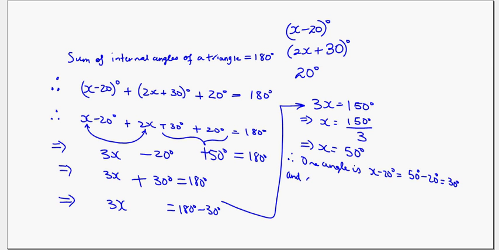Then another angle, 2x plus 30 degrees. All right? And that will be equal to 2 multiplied by 50, which is 100, plus 30 degrees, which is 130 degrees. Okay? 130 degrees.